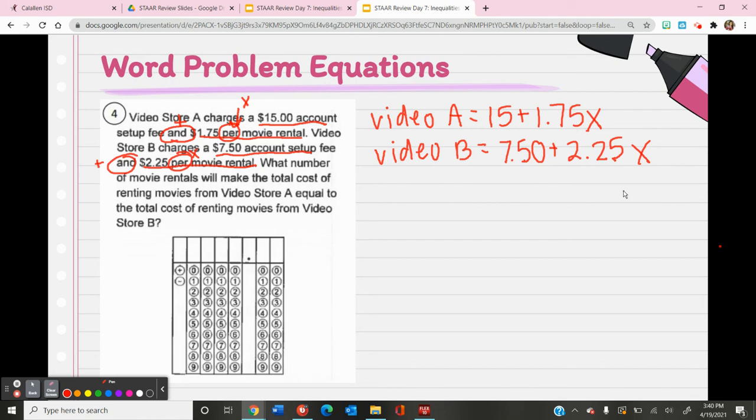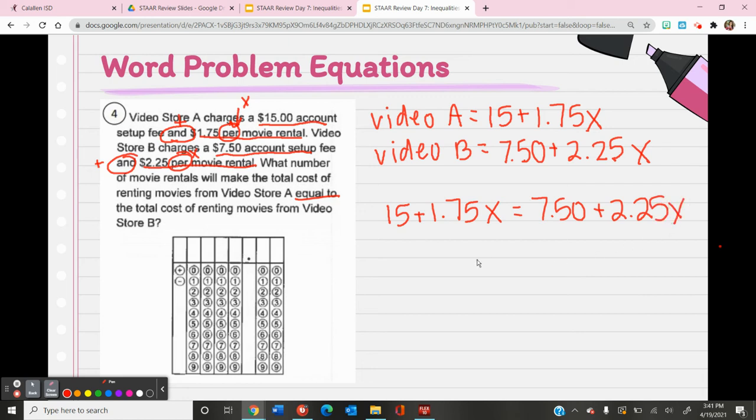Now the question asks, what number of movie rentals, which is x, will make the total cost of renting movies from store A equal to the total cost of renting movies from Video Store B? So I'm setting them equal to each other. So I have 15 plus 1.75x equals 7.50 plus 2.25x.